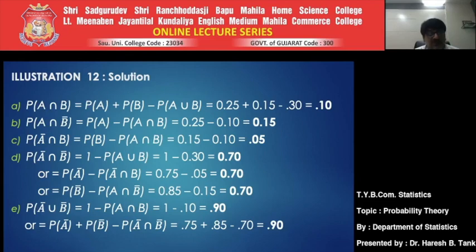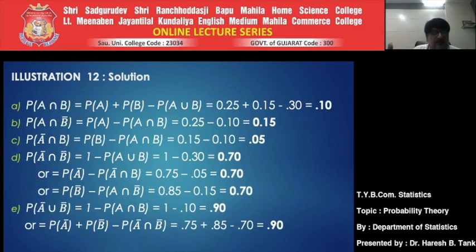The fourth one we require is the probability of A complement intersection B complement. This can be approached in three different ways. One approach is 1 minus the probability of A union B, which is 1 minus 0.30, which comes to 0.70. That is one way. Or it can be approached as the probability of A complement minus the probability of A complement intersection B. Both values are known to you. The probability of A complement is 0.75, and the probability of A complement intersection B, which we found just now, is 0.05. The difference of those two comes to 0.70.